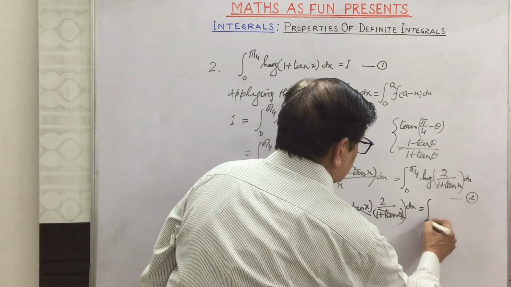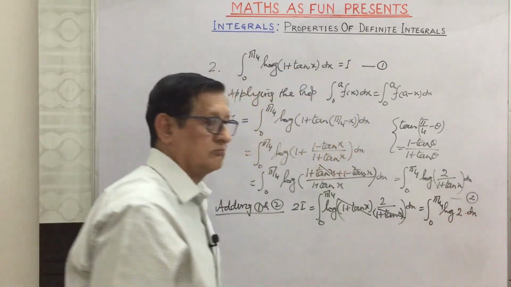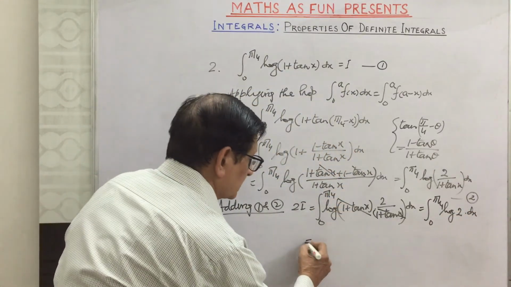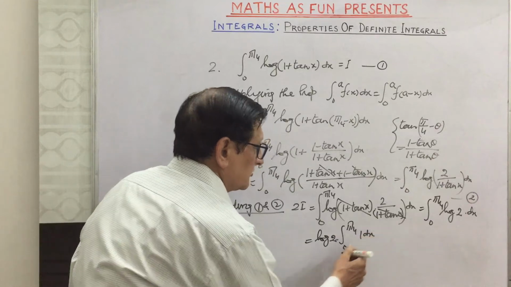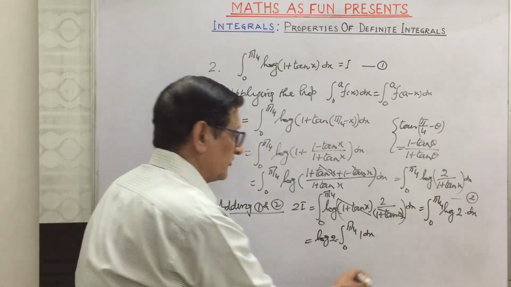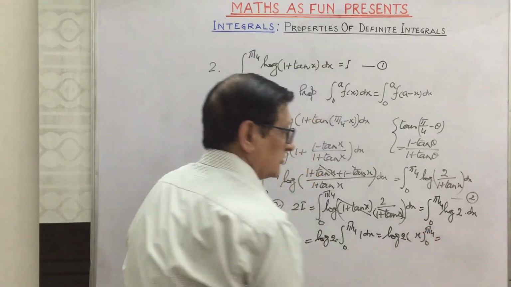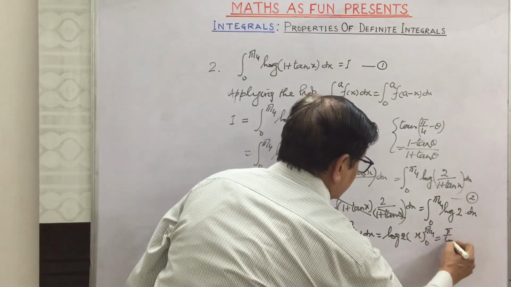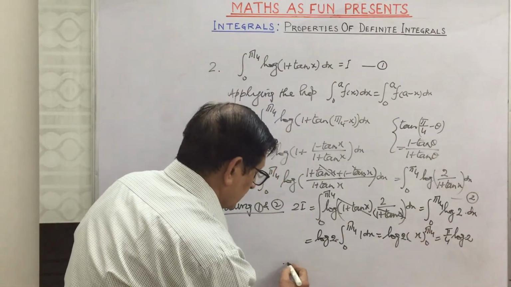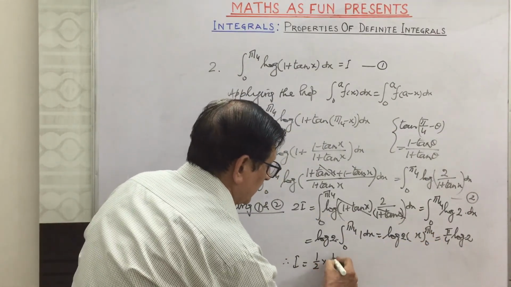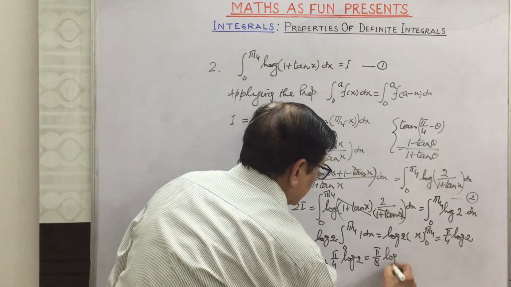This 1 plus tan x and this 1 plus tan x cancel each other. So we are left with integral from 0 to pi by 4 of log 2. Log 2 is a constant, so this can be written as log 2 into integral of 1 dx from 0 to pi by 4. And we know the integral of 1 is x. So we can write this as log 2 into x from 0 to pi by 4. Substituting the limit, we will get this as pi by 4 into log 2. This is the value of 2I. Therefore, I will be equal to 1 by 2 into pi by 4 log 2, which is equal to pi by 8 log 2.